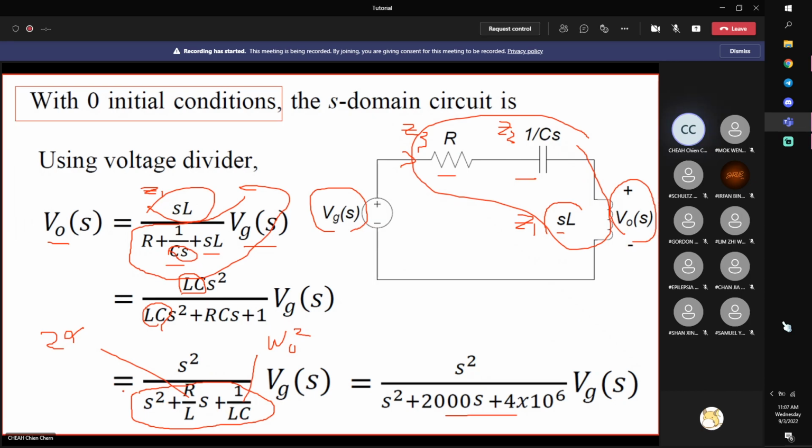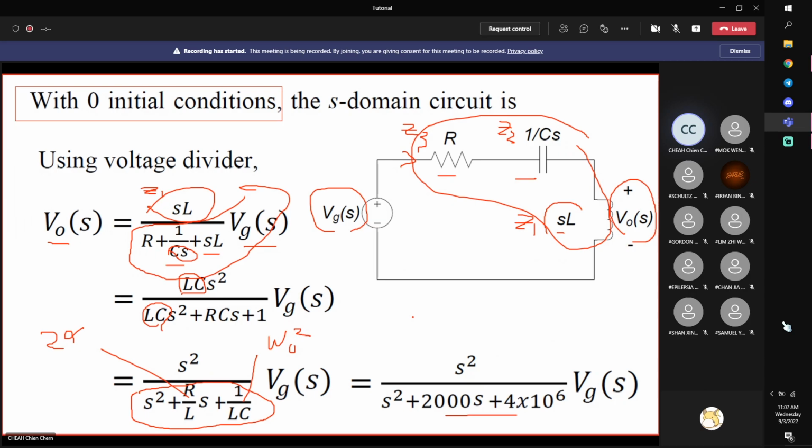I normalize it properly so that you get S squared plus 2 alpha S plus omega 0 squared. Then you know that alpha is R over 2L, and omega 0 is the square root of 1 over LC, right? Then you can solve time domain problems by checking the value of alpha with respect to omega 0 and then write down the solution.